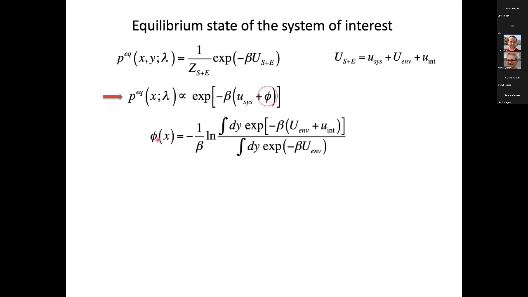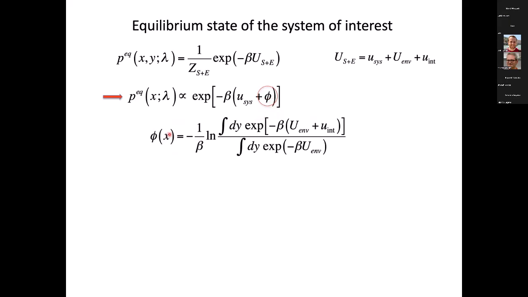And if you go through this exercise, and again, it's just a few lines long, you'll find that the explicit expression for this phi is given by this equation that appears over here. Notice that the phi depends on x. It does not depend on the parameter lambda. So it's given by the expression that you see over here. And indeed, in the limit when this interaction energy becomes negligible, the numerator and the denominator become identical, and then phi vanishes as expected.